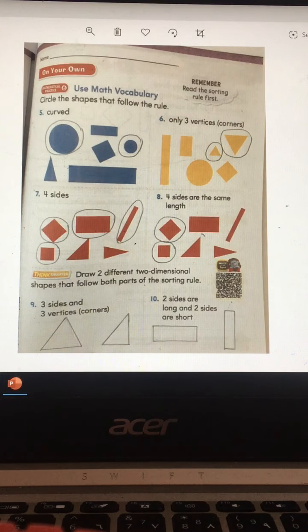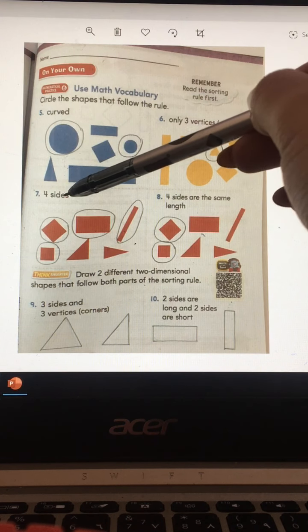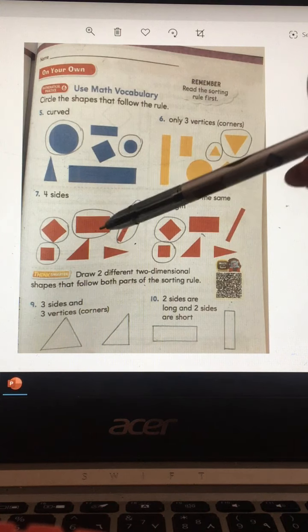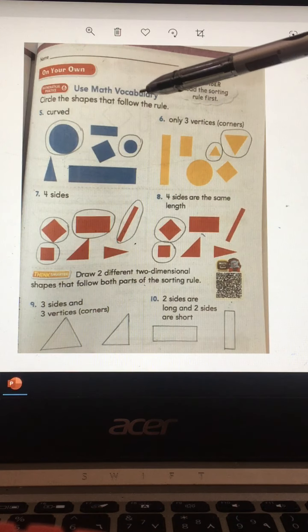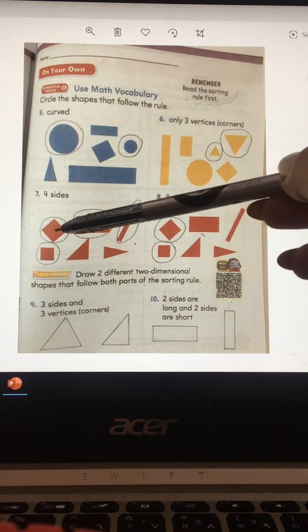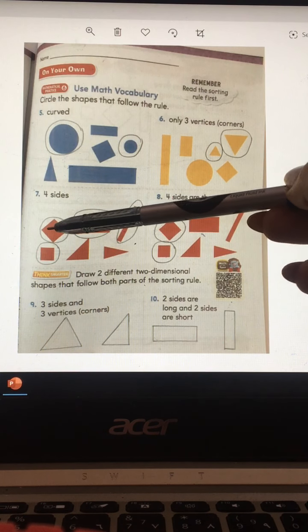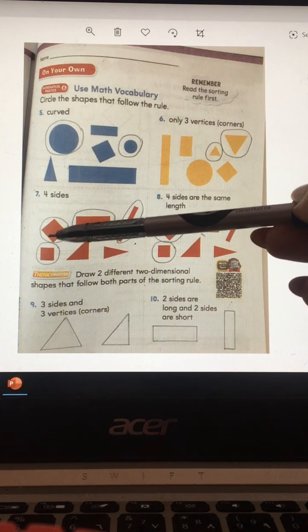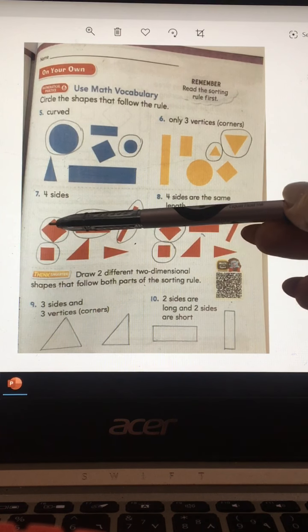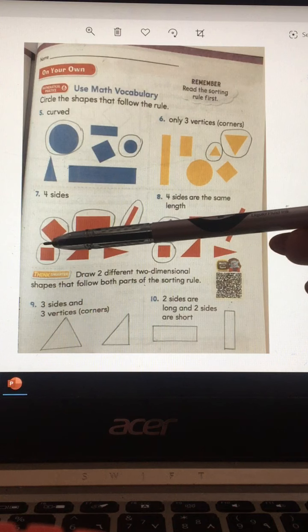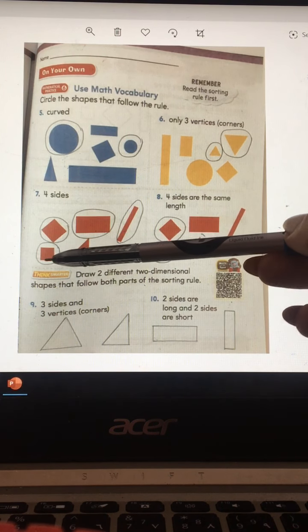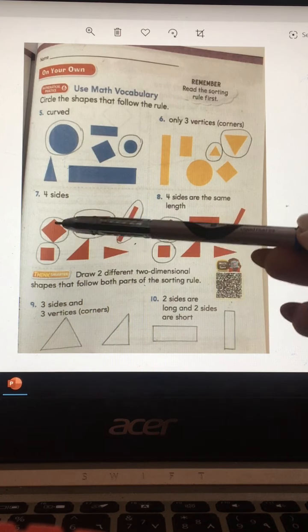Okay, let's move on to number 7. 4 sides. This is the sorting rule. He is asking me to circle the shapes that have 4 sides. Now these are 2 squares. They have 4 sides: 1, 2, 3, and 4. These are the sides of the square. So we are going to circle this shape, and also this shape, because these are 2 squares.